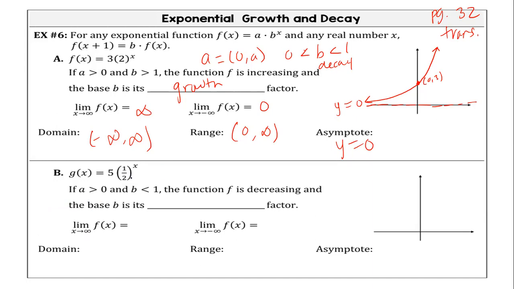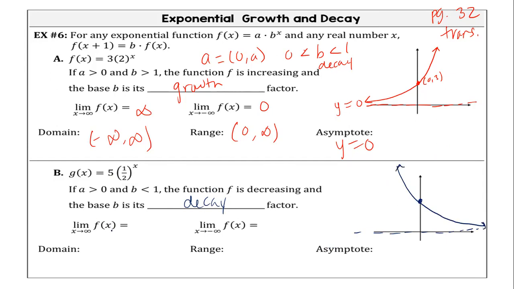All right, so here we go. Your A is your 5. So I'm going to go to 5. This time my B is between 0 and 1, so I know it's a decay. It's still an exponential function, so we know we have that horizontal asymptote. It's an exponential function in the form of a times b to the x. And because it's a decay, I'm going to go through and decrease.